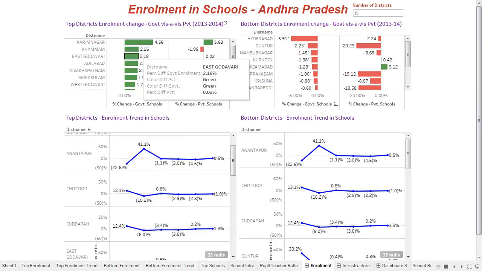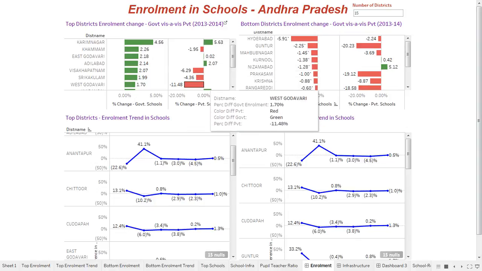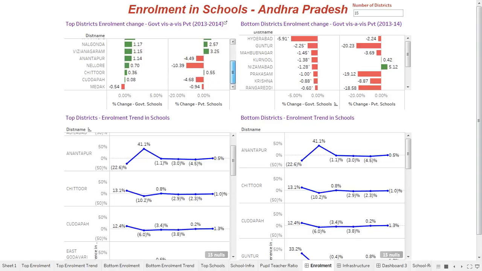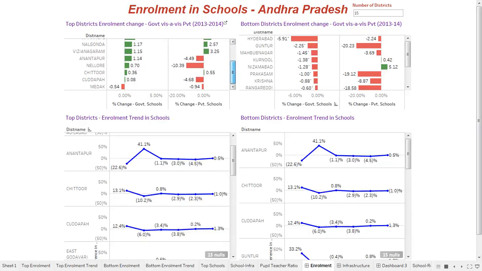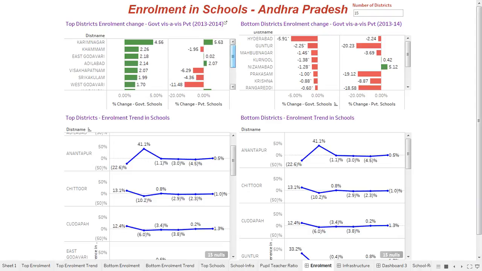So we've compared this number with the percentage change in private schools. We wanted to see in general how private schools are performing in these districts, and see if government schools are really able to increase enrollment, or if the enrollments are increasing because of increasing population. But as you can see, enrollment in government schools is increasing way better compared to private schools, where there is usually a reduction in enrollment.